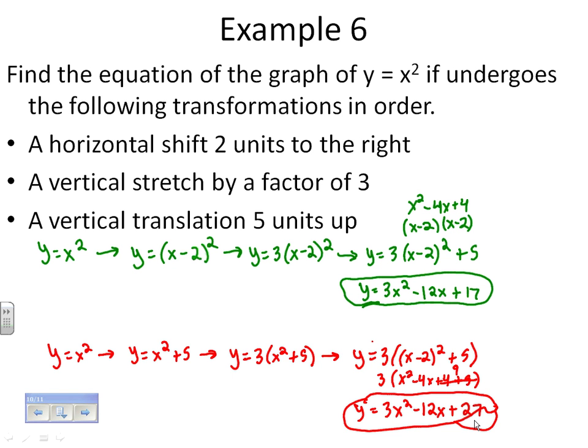So what that means is if they're giving you something and they want you to graph it, and they give you something that looks like this, do everything but the vertical shift first. So do this part where we're shifting to the right 2 and do the stretch, but after that is when you're going to do the vertical shift up.